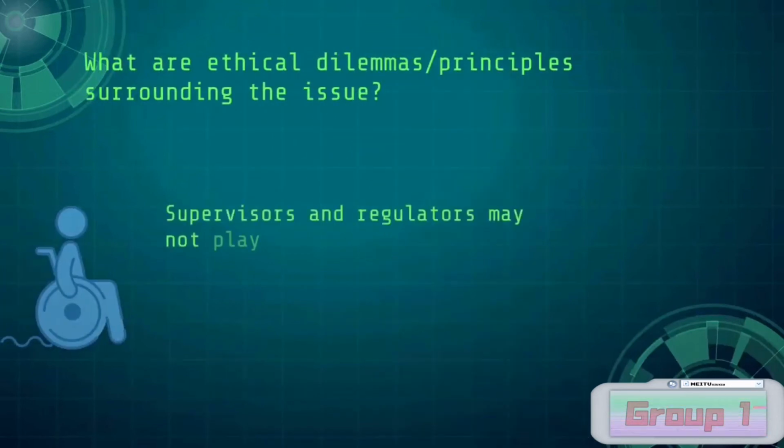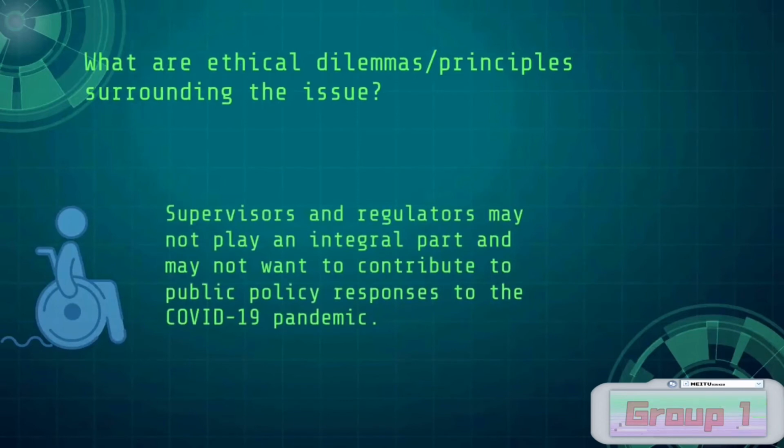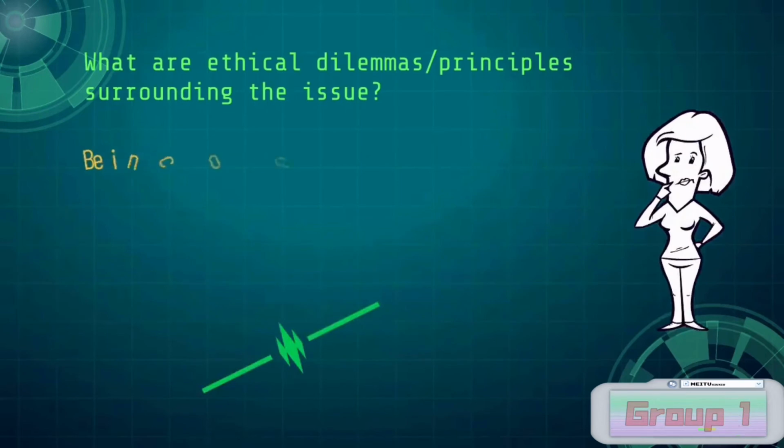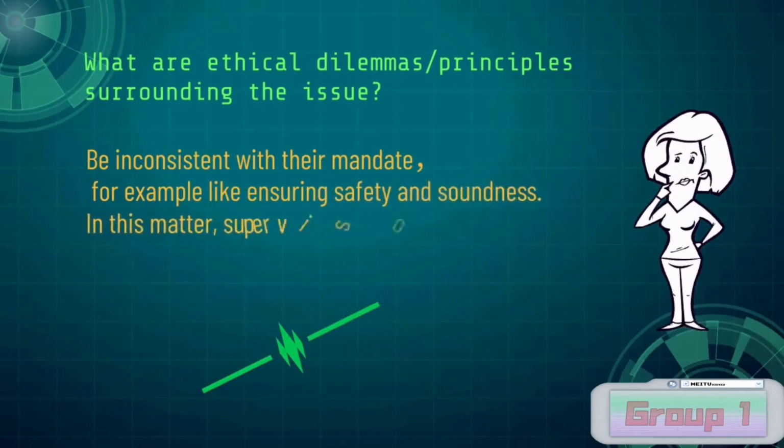Supervisors and regulators may not want to contribute to public policy responses to the COVID-19 pandemic that may be inconsistent with their mandate, for example, ensuring safety and soundness. In this matter, supervisors require a balancing act to encourage the bank to restructure loans.